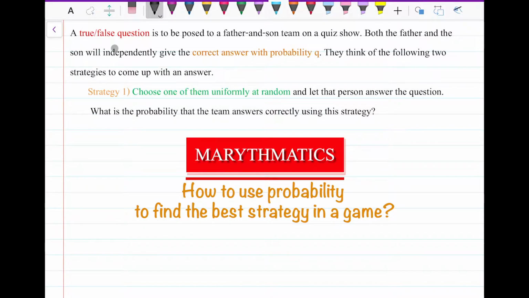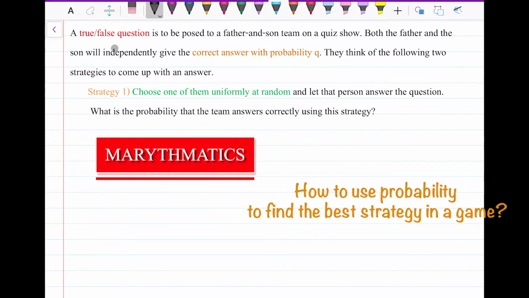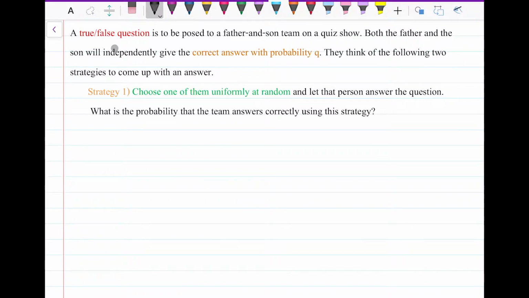I would like to solve this question that uses the total probability theorem and Bayes theorem. A true-false question is to be posed to a father and son team on a quiz show. Both the father and the son will independently give the correct answer with probability Q. They think of the following two strategies to come up with an answer.